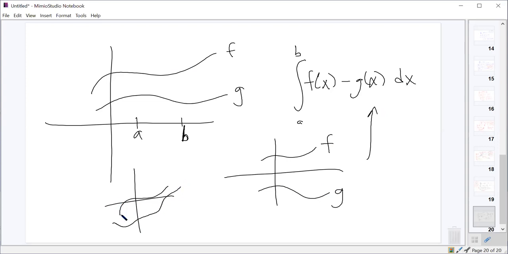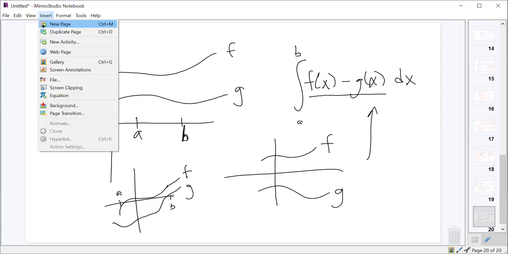And I want to go from, let's say, from A to B here. F and G, same thing. Doesn't matter that they cross through the x-axis on the interval. This formula will work 100% of the time. So all you gotta do is subtract the two functions and integrate from A to B.